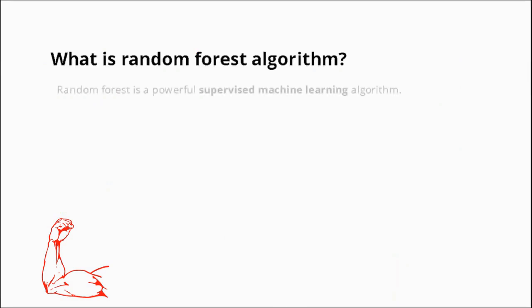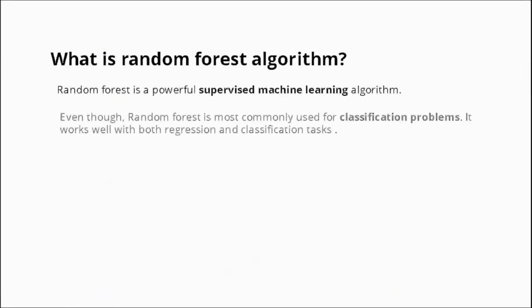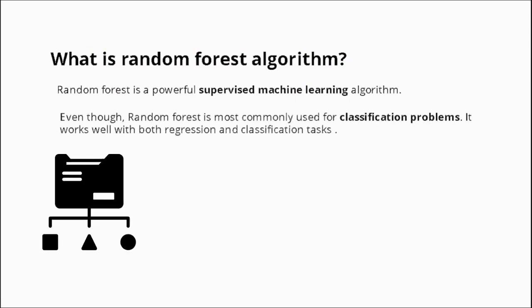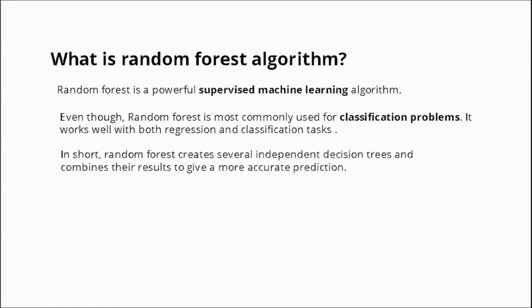What is a random forest algorithm? Random forest is a powerful supervised machine learning algorithm. Even though random forest is most commonly used for classification problems, it works well with both regression and classification tasks. In short, random forest creates several independent decision trees and combines the results to give a more accurate prediction.